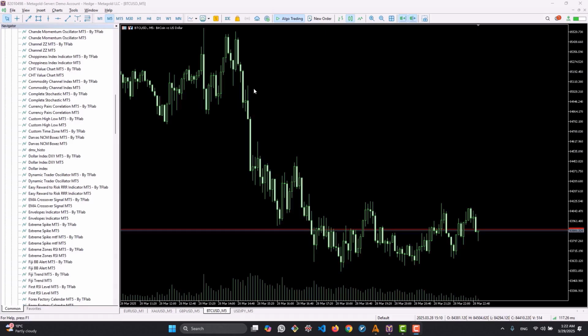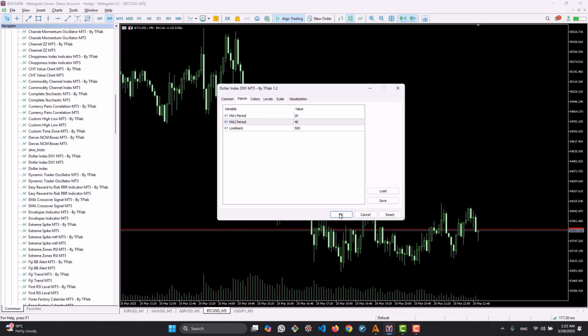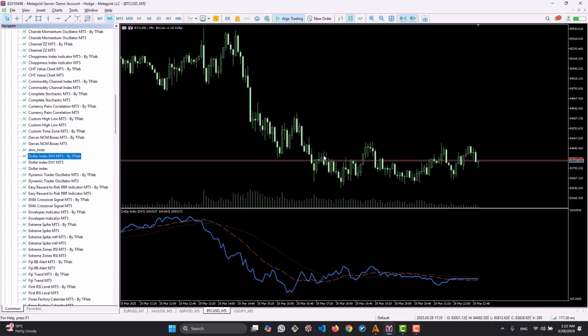Hello. In this video, I will be examining the dollar index indicator DXY on the MetaTrader 4 and MetaTrader 5 platforms. This indicator displays the dollar index or DXY on the chart for us, which is represented by the blue line, and it also plots two moving averages with different periods on it.